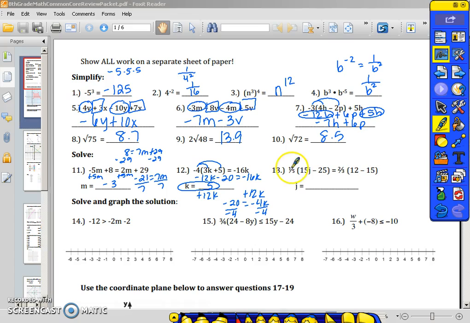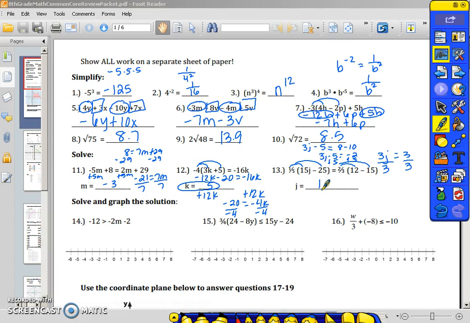For 13, 1/5 times 15j is 3j. 1/5 times -25 is -5. 2/3 times 12 is 8. 2/3 times -15 is -10. 8 minus 10 is -2. Add 5 to both sides. And 3j equals 3. When you divide by 3, you get that j equals 1.